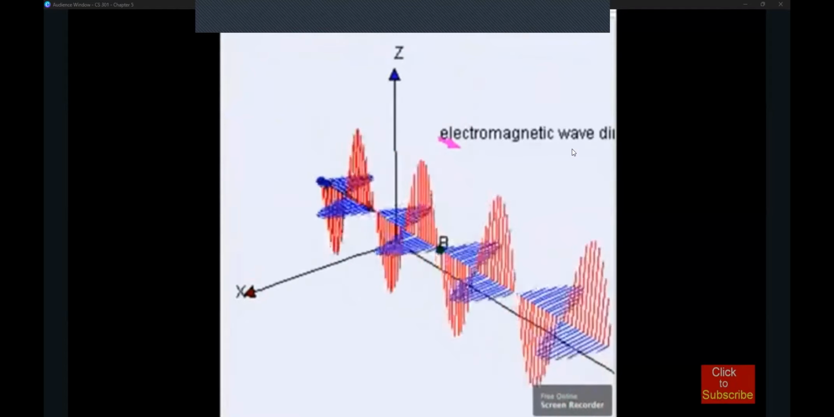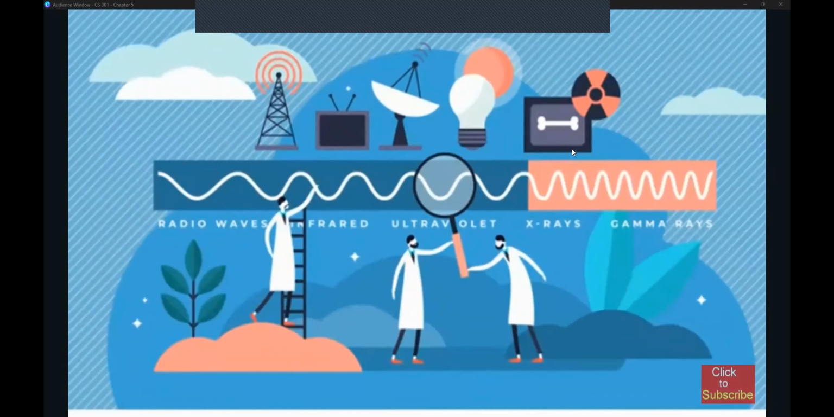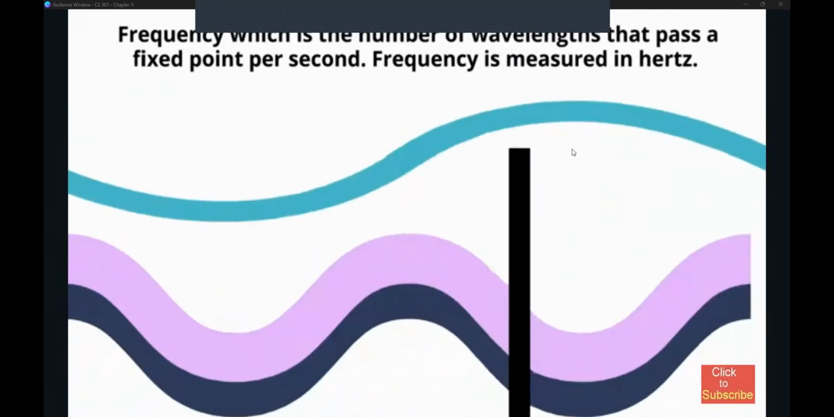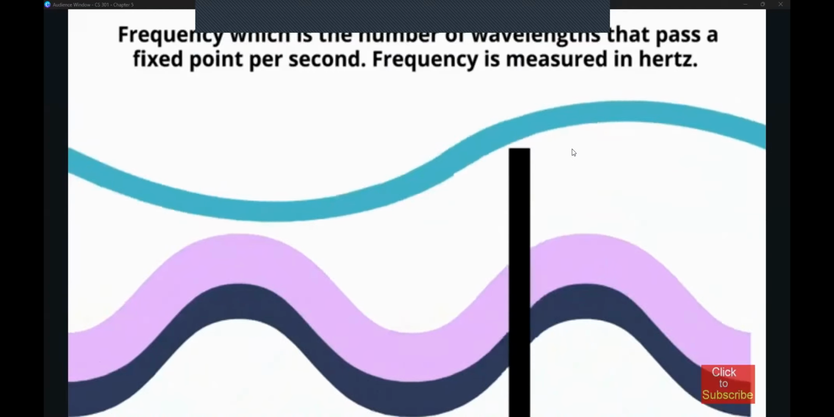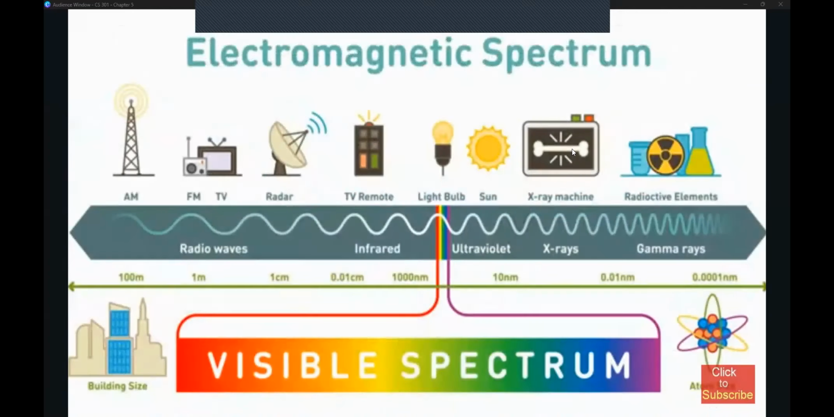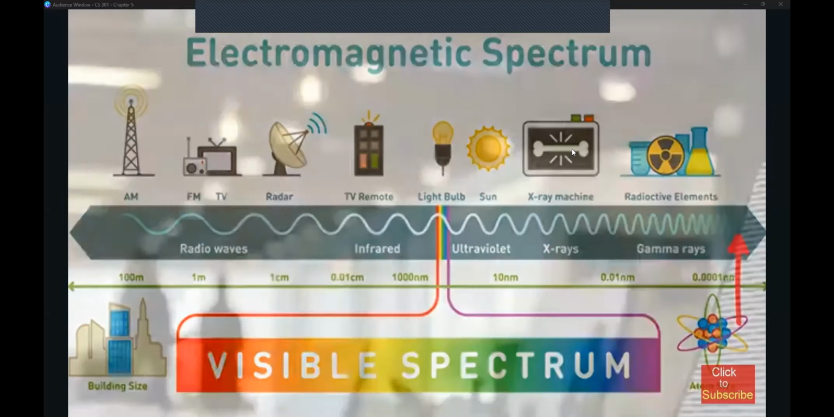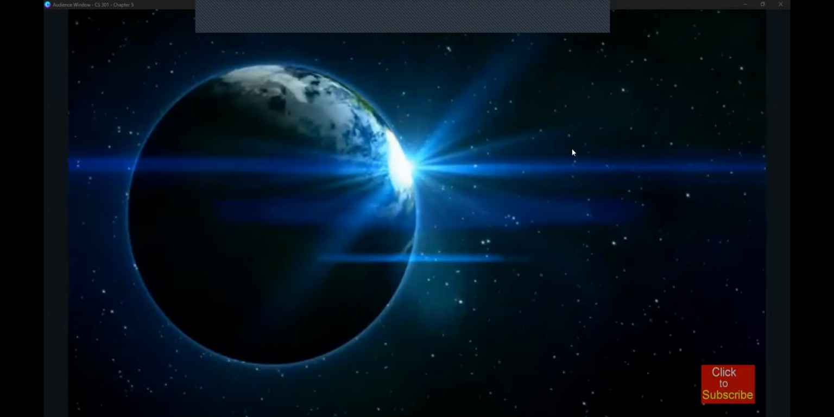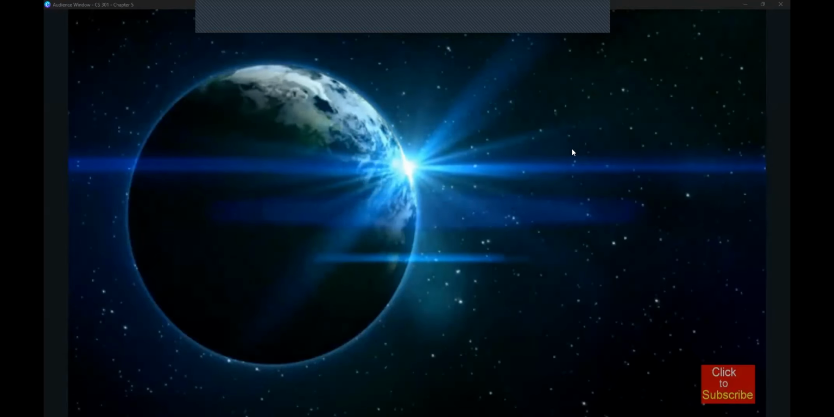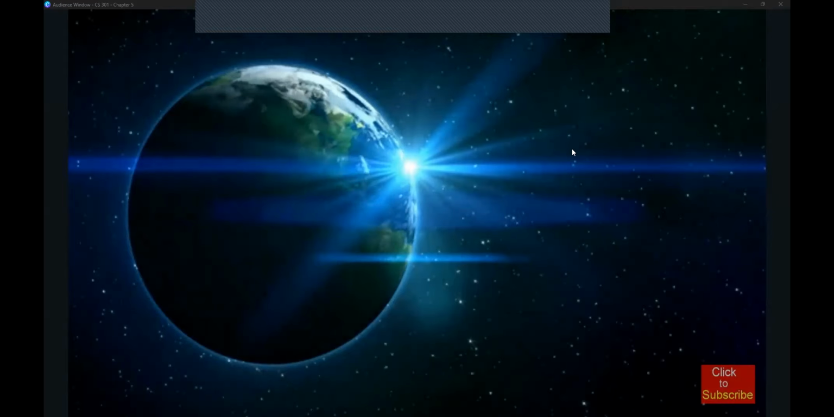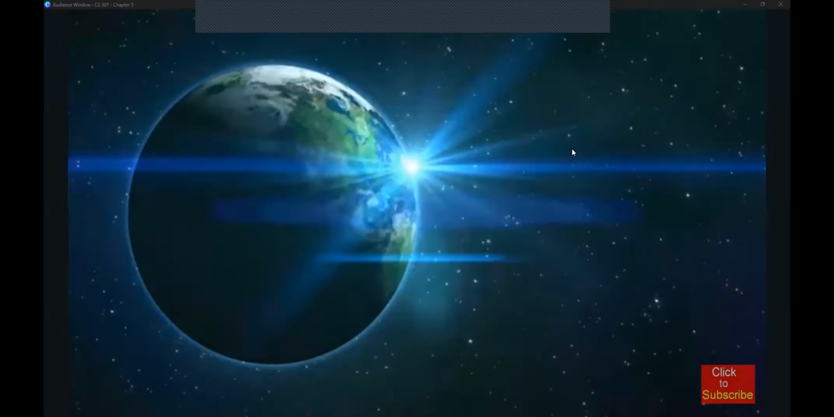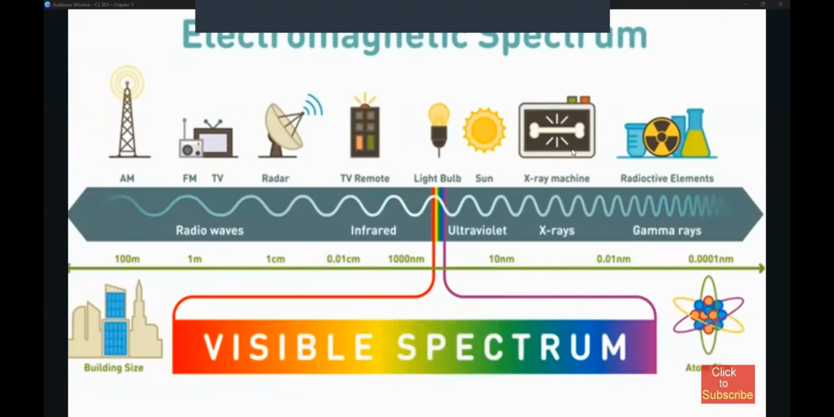The electromagnetic spectrum is ordered by frequency, which is the number of wavelengths that pass a fixed point per second. Frequency is measured in hertz, and the spectrum has a very wide range from 300 kilohertz to an incredibly high 3 times 10 to the 21st power hertz. An electromagnetic wave can travel through anything like air, solid material, or even vacuum. It does not need a medium to propagate or travel from one place to another. Electromagnetic waves can even travel through the vacuum of outer space. Let's take a look at the electromagnetic spectrum.